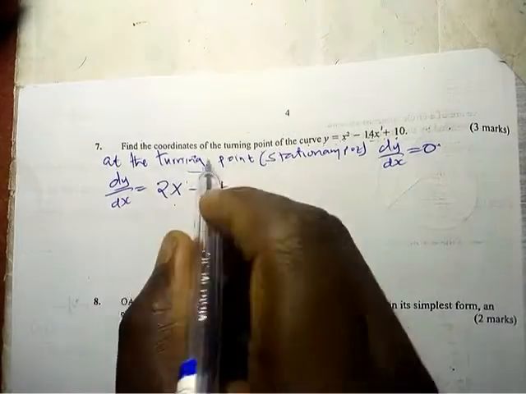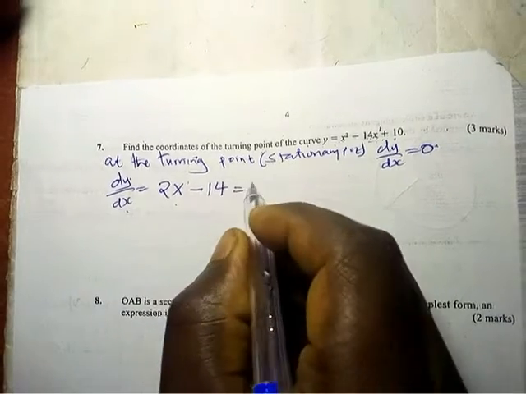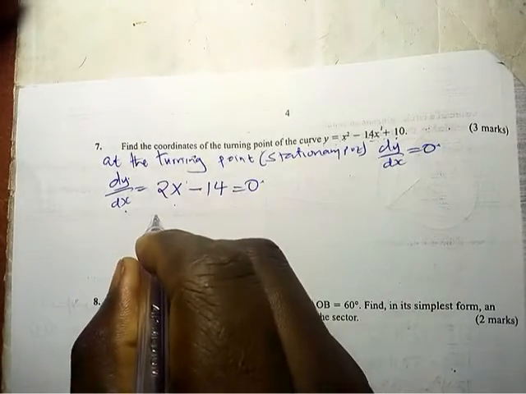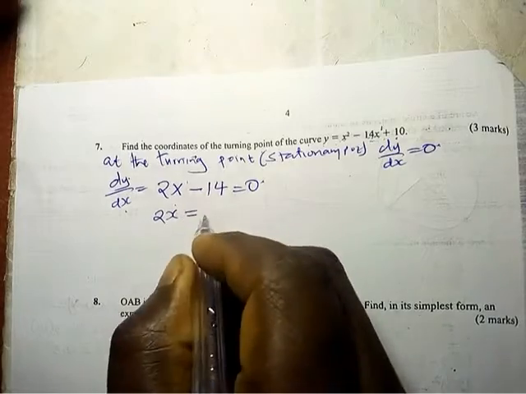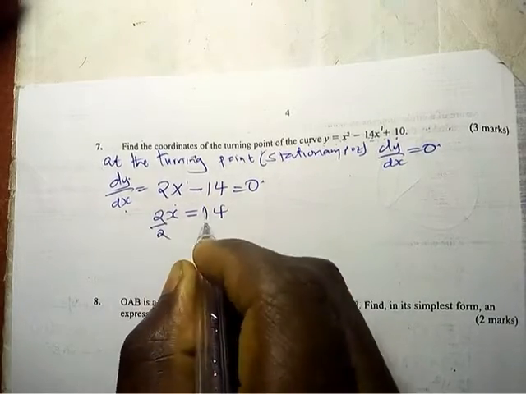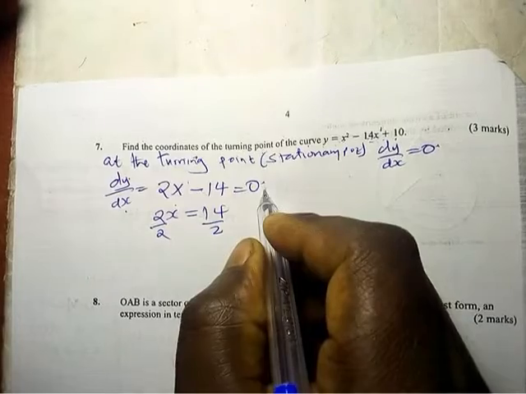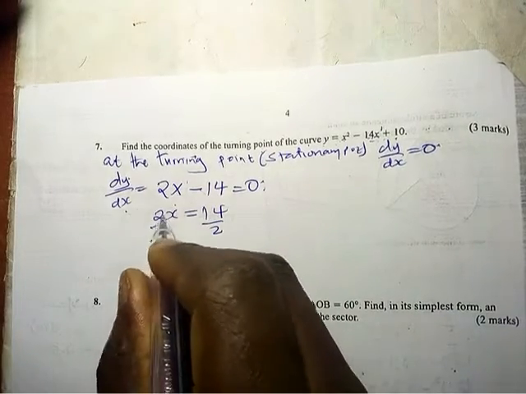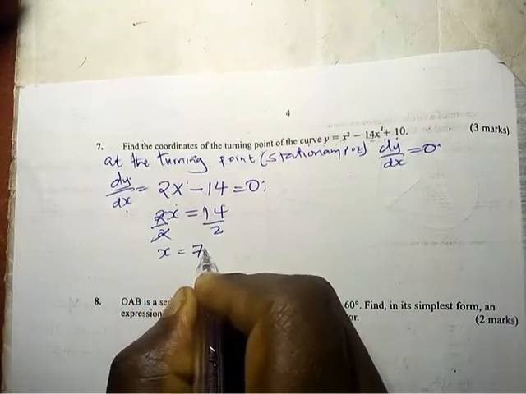So at the turning points, this dy over dx, the answer is equal to 0. We equate it to 0. So 2x equal to 14. Divide by 2, divide by 2. Unachukua hii side. Inaisha, so x inakuwa ni 7.